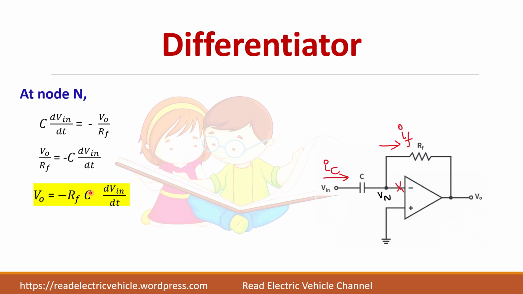So what is this RF into C? It is a constant which we call the time constant.